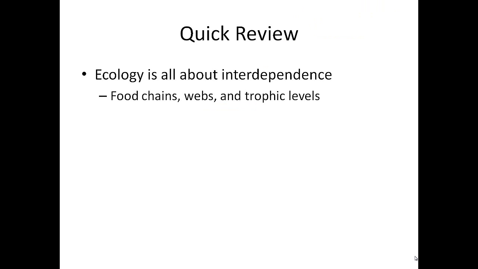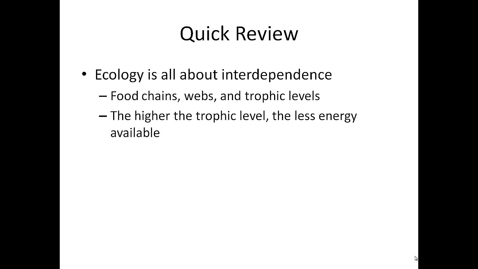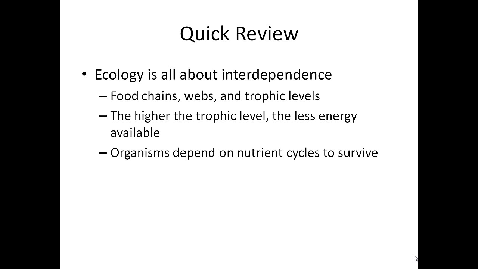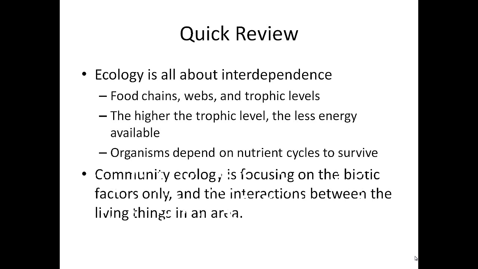Just a quick review. Ecology, remember, is all about interdependence. We have food chains, food webs, trophic levels that really show how every living thing is dependent on something else. The higher up you go in the trophic level, the less energy there is available. That's why larger organisms like us that are very high up on the food chain have to eat a lot of stuff in order to get our energy. Organisms depend on nutrient cycles to survive. We have the carbon, phosphorus, water, and nitrogen cycles.